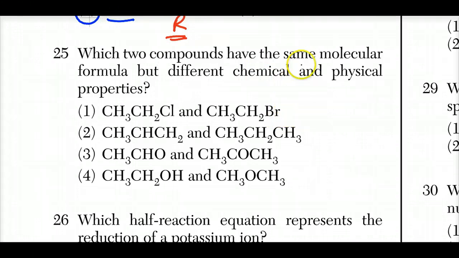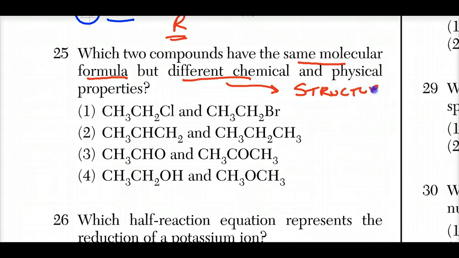So we want the same molecular formula, but different chemical and physical properties. So we want the same molecular formula, but different what? Different structure, right? What we're looking for is isomers. Iso means same. So same chemical formula, different structure. Now these are structural formulas. They're showing the bonding. So 1 is not the answer because one has chlorine, one has bromine. So clearly they do not have the same molecular formula.